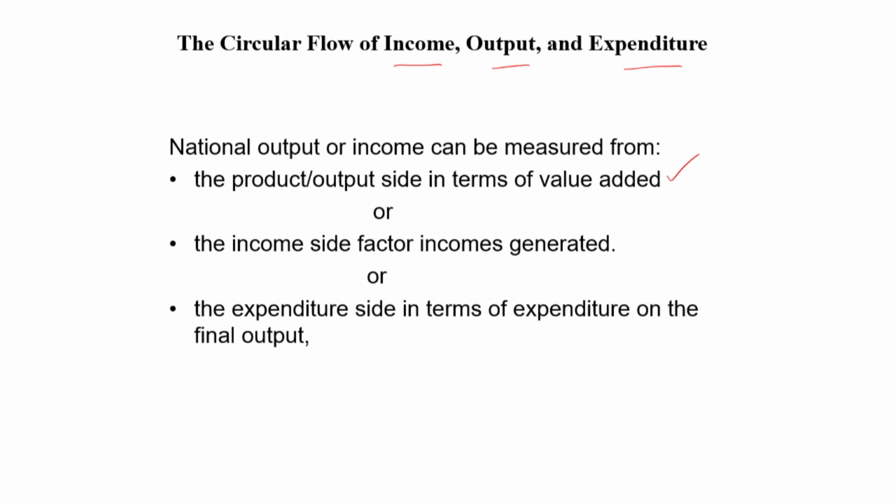And the second one, we can also identify the GDP from the total factory income in an economy at a given period of time, or otherwise we can see the total expenditure in an economy at a given period of time. So that means from the expenditure side, we get the total expenditure, then the total income generated, and the total production of goods and services.